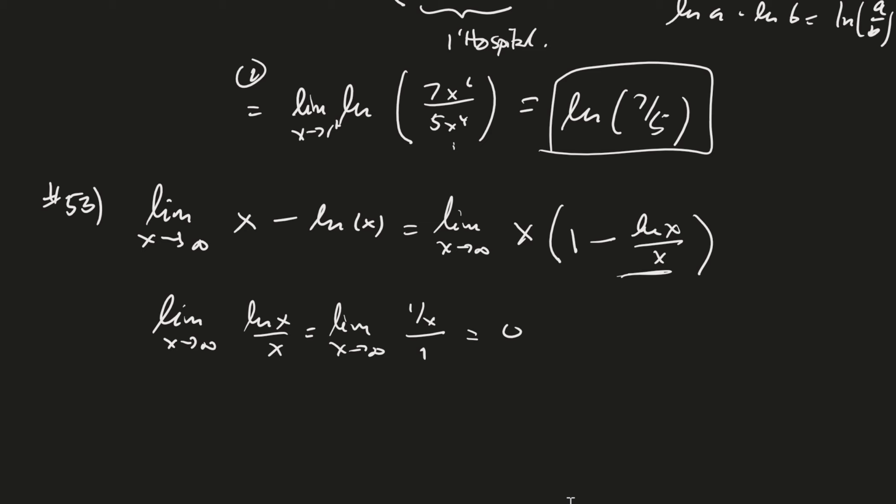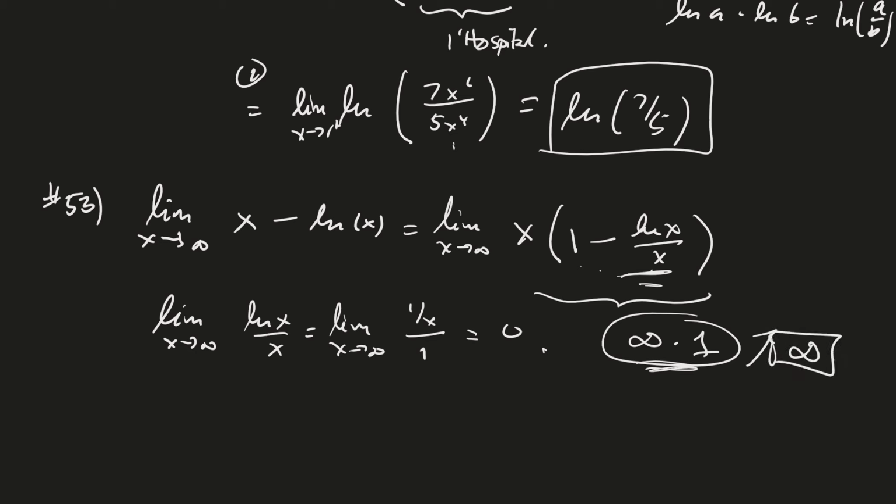And so therefore, if we take a look at this form, this is going to be infinity times 1, right? Because this is 1 minus 0. And so what does infinity times 1 go to? That does go to infinity. And so this limit does not exist then.